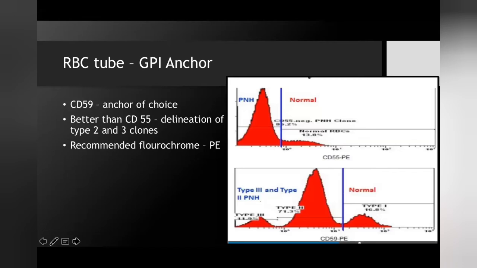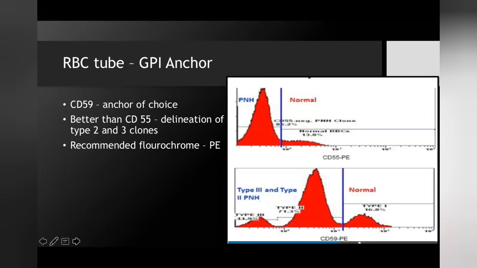So that was the gating marker CD235A and the GPI anchor. To look at the GPI deficiency, the anchor of choice is CD59. We know that both CD59 and CD55 are missing as GPI anchors in PNH. But why CD59 is preferred over CD55 is because CD59 has a better capacity to delineate the 3 clones as compared to CD55.